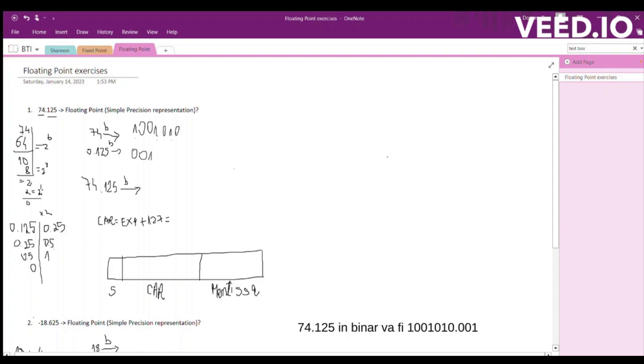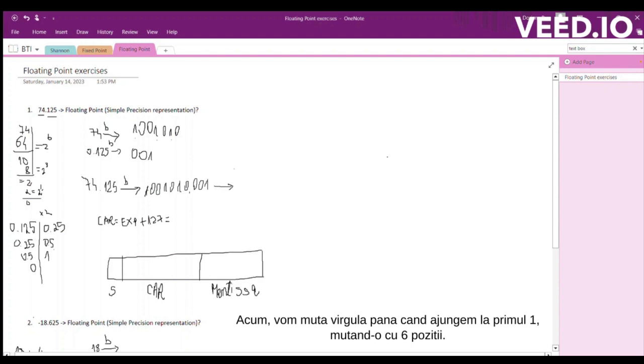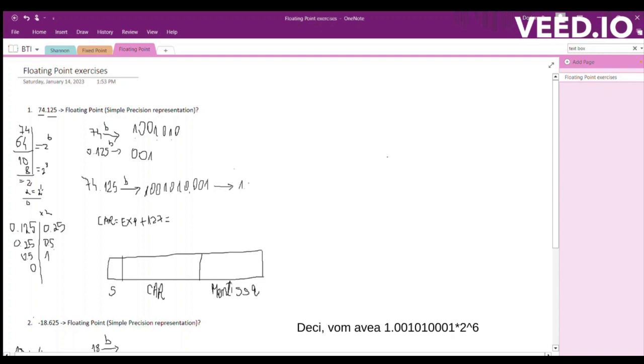So 74.125 in binary will be 1001010.001. Now we will have to move the point till we get to this very first one. So we will move the point with 1, 2, 3, 4, 5, 6 positions. So we will have 1.001010001 times 2 to the power of 6.